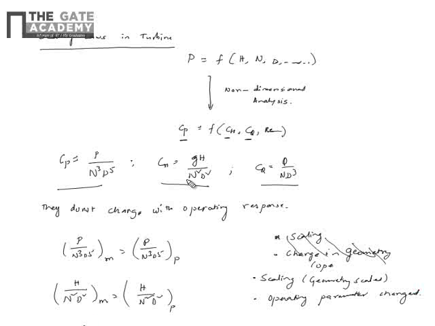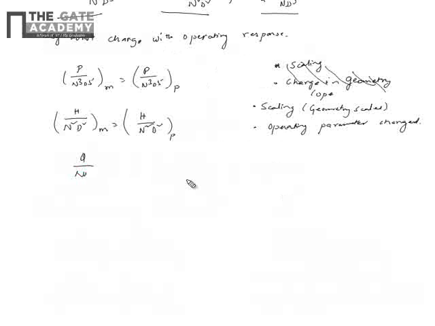Then q by n d cube for the model is the same as q by n d cube for the prototype. So these are the three scaling laws.